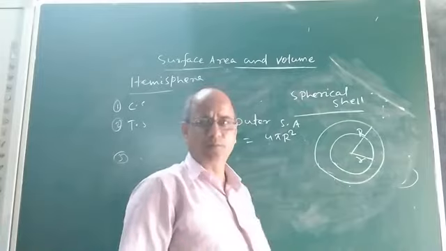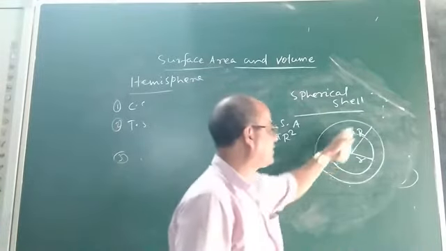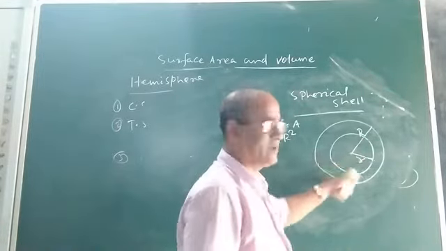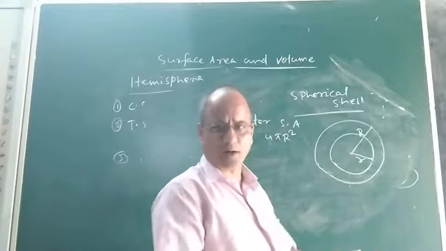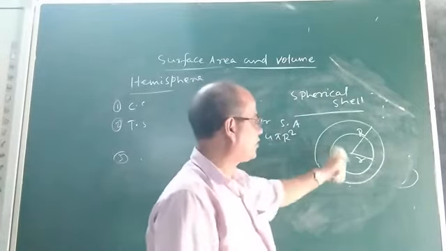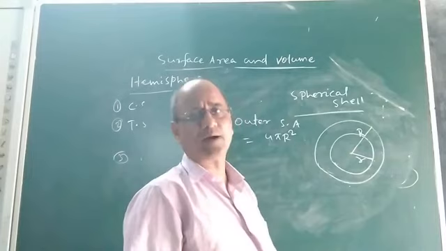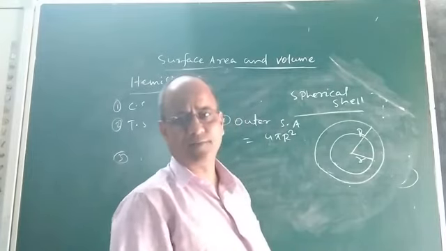Now, what will be the volume? Similarly, you can find the inner surface area. It is 4 pi small r square. Then what will be the volume of this spherical cell? What will be the formula for the volume of a spherical cell?